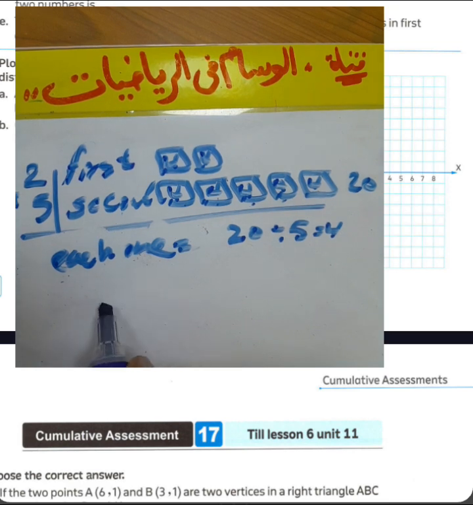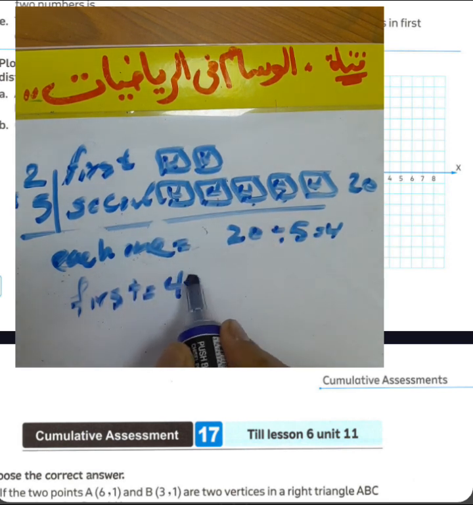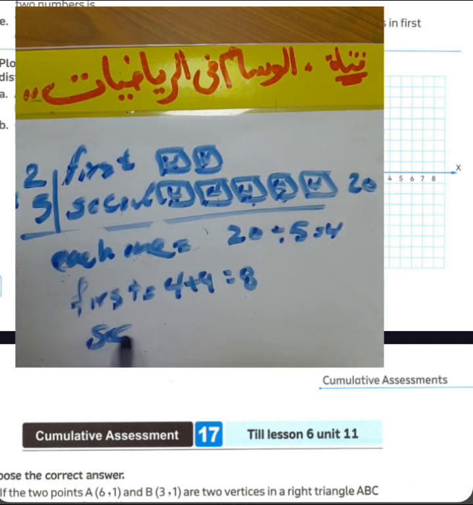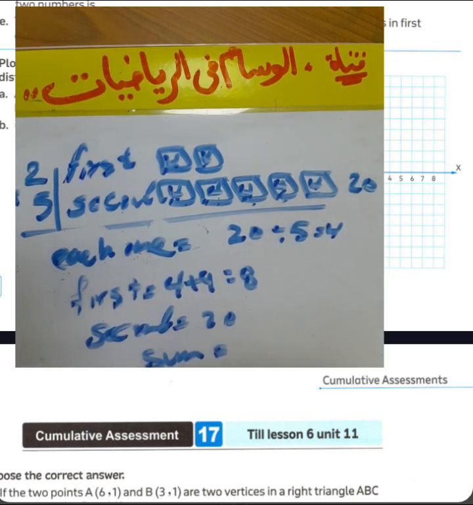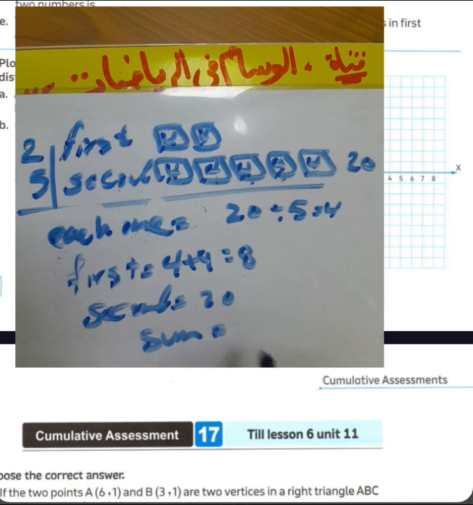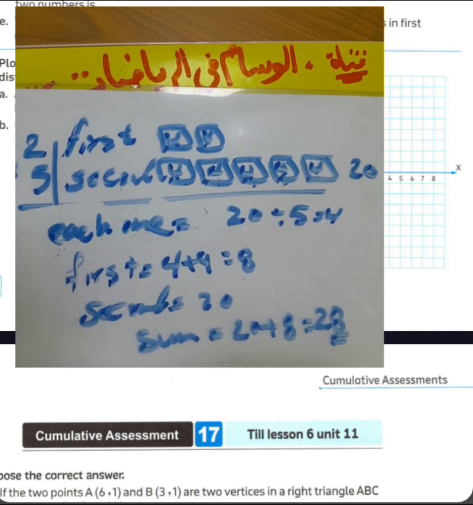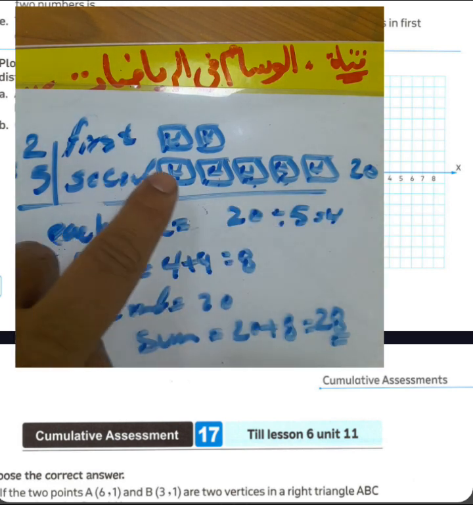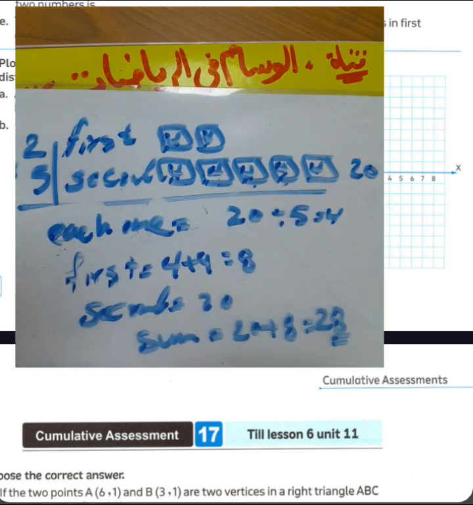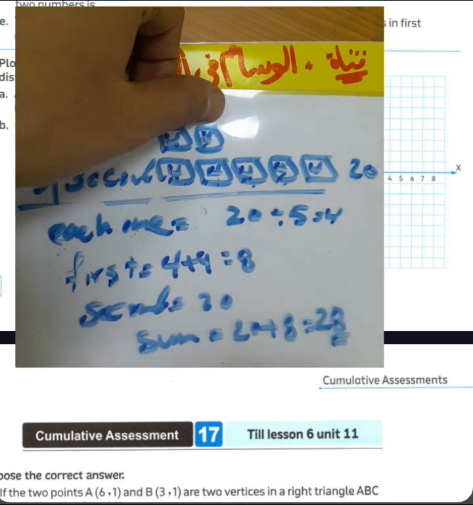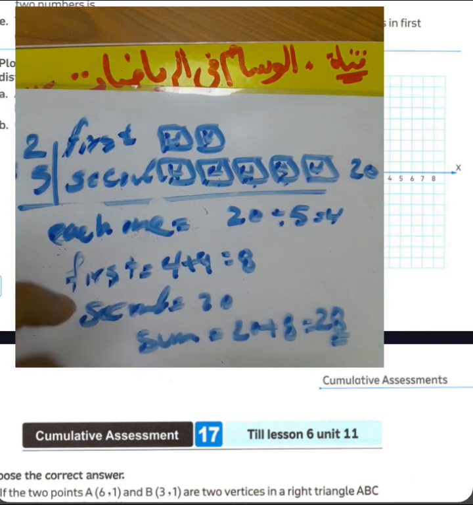Then he wants to find the sum. First number will be what? The first will be 4 plus 4 equal 8, and second will be 20. Then the sum of them, you can add them. 20 plus 8 will be 28. It's the sum of two numbers. Okay, understood? You gave us second was 20. 20 divided by 5 equal 4. Then each one equal 4. You can find the first, 4 plus 4 equal 8. And the second will be 20.